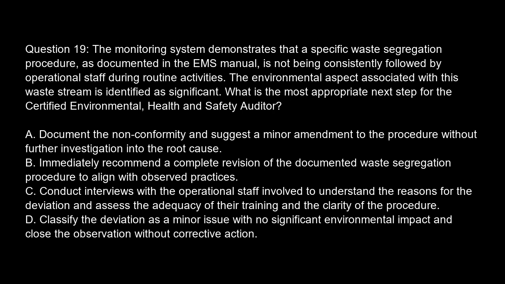Option A. Document the nonconformity and suggest a minor amendment to the procedure without further investigation into the root cause. Option B. Immediately recommend a complete revision of the documented waste segregation procedure to align with observed practices. Option C. Conduct interviews with the operational staff involved to understand the reasons for the deviation and assess the adequacy of their training and the clarity of the procedure. Option D. Classify the deviation as a minor issue with no significant environmental impact and close the observation without corrective action.